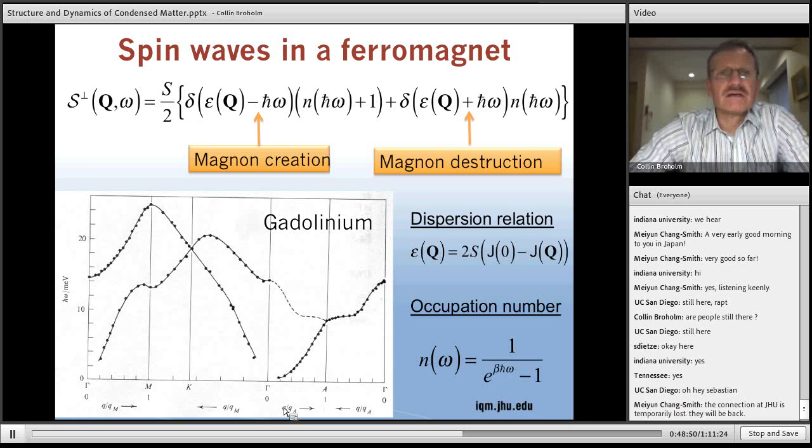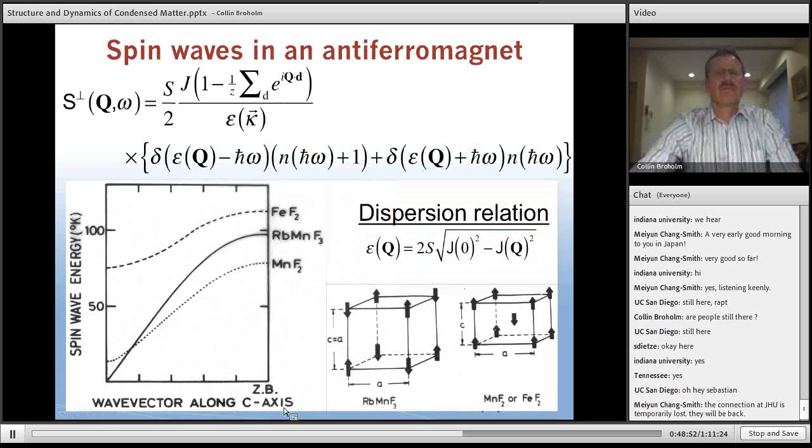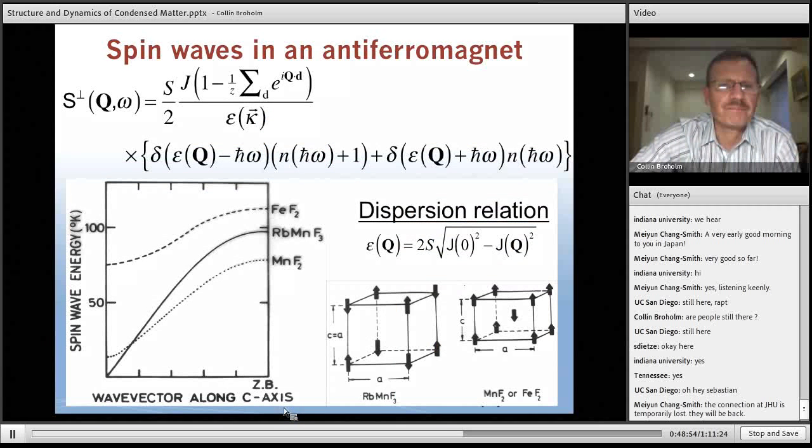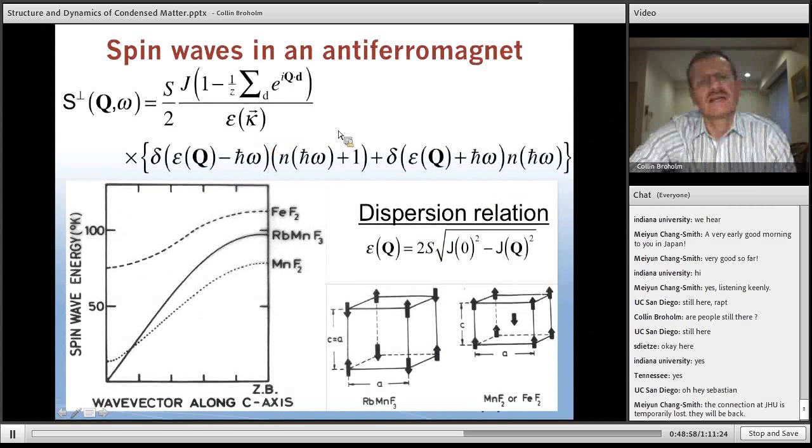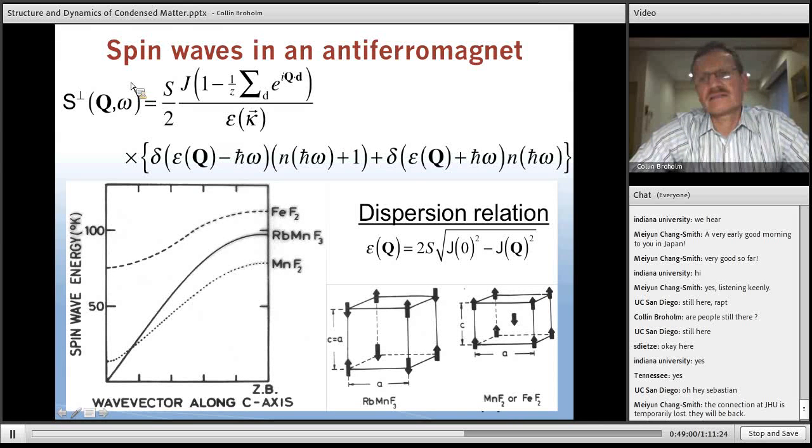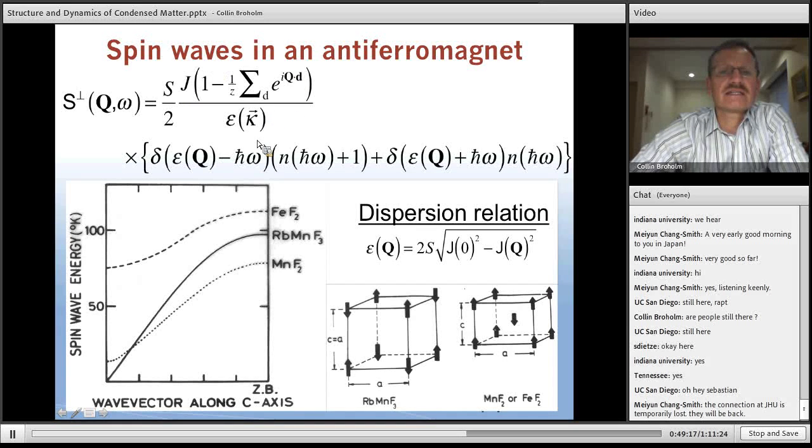Now let me talk about the case of spin waves in an antiferromagnet. And a similar type of discussion can be held. Again, this is the basic form that we expect for the cross section. You'll see that there's now a more interesting wave vector dependence. This ratio of the expectation value of the double commutator, which I have on top, and the dispersion relation no longer vanishes as it did in the case of a ferromagnet.